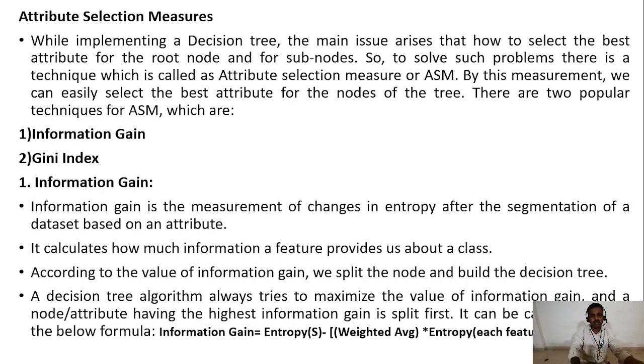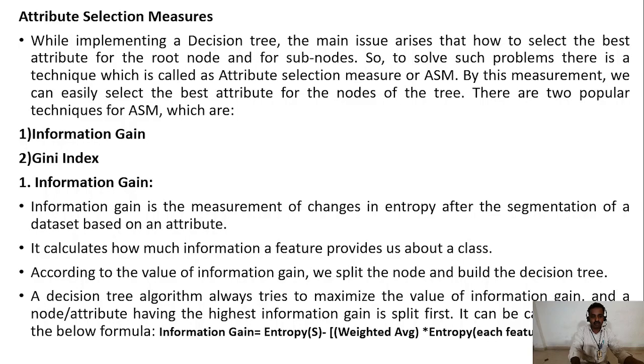Next, what are the attribute selection methods? While implementing a decision tree, the main issue arises of how to select the best attribute for the root node and for subnodes. To solve this problem, there is a technique which is called attribute selection methods. You have to use the ASM. What is the ASM? Attribute selection method. Based on that, you can find the best attributes. By this measurement, you can easily select the best attributes for the nodes of the tree. There are two popular techniques of attribute selection methods: information gain and Gini index.